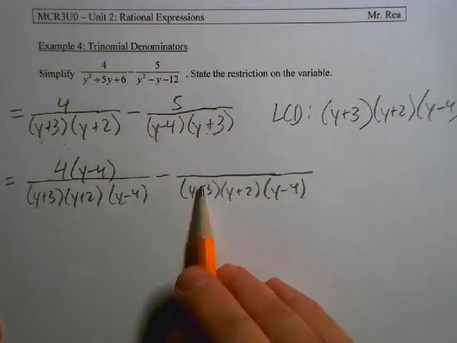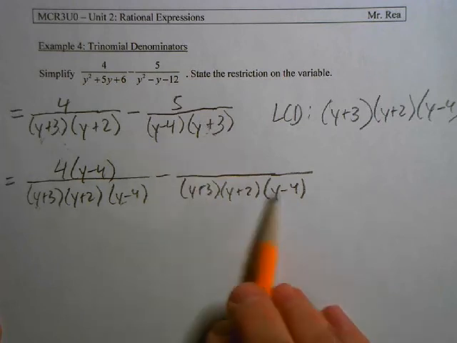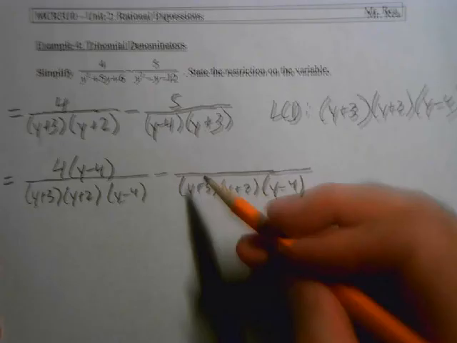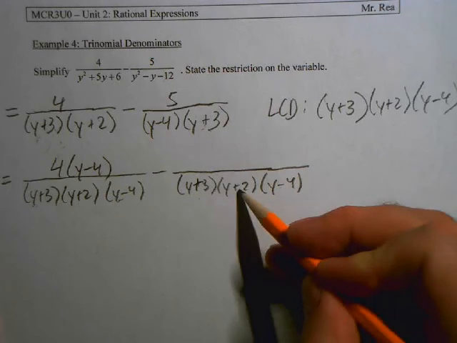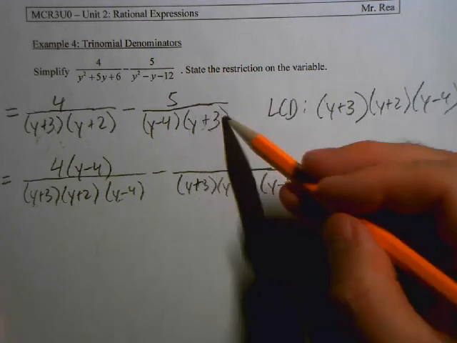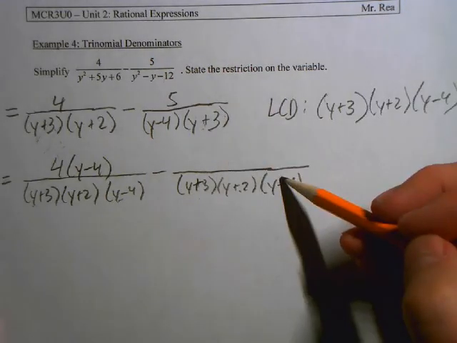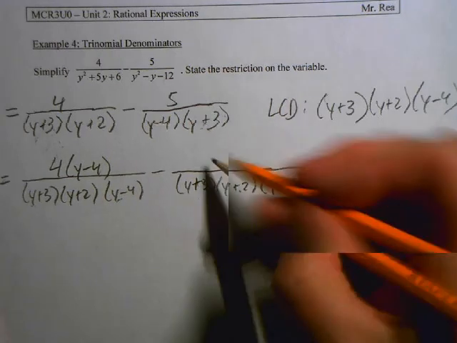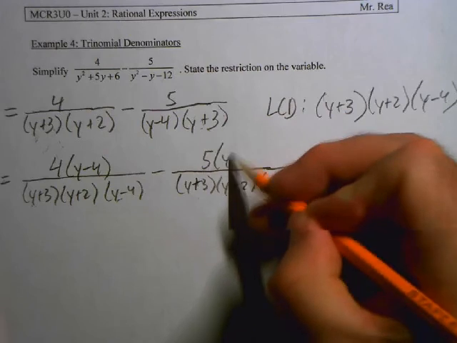And over here, you can see, well, I've got the y minus 4, I've got the y plus 3, I'm missing the y plus 2. So in order for me to go from here to here, I have to multiply the denominator by y plus 2 and the numerator. So 5 times y plus 2.